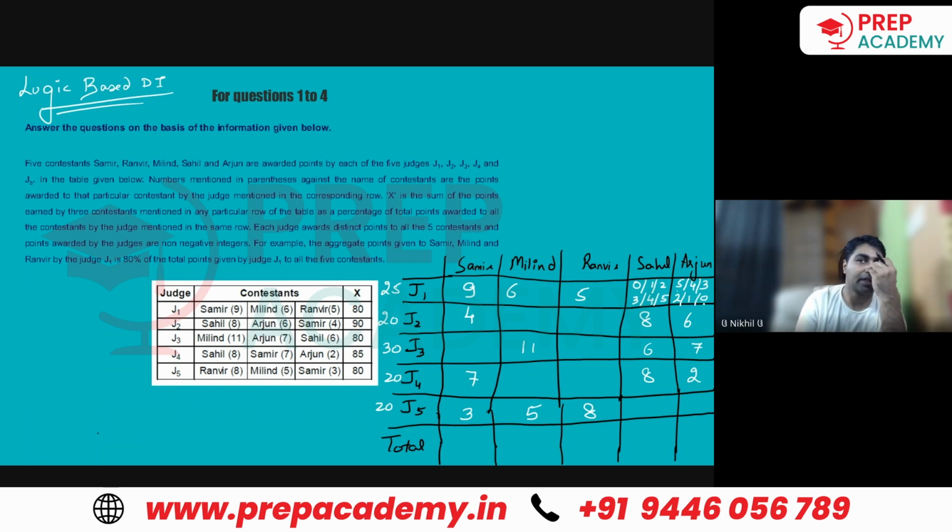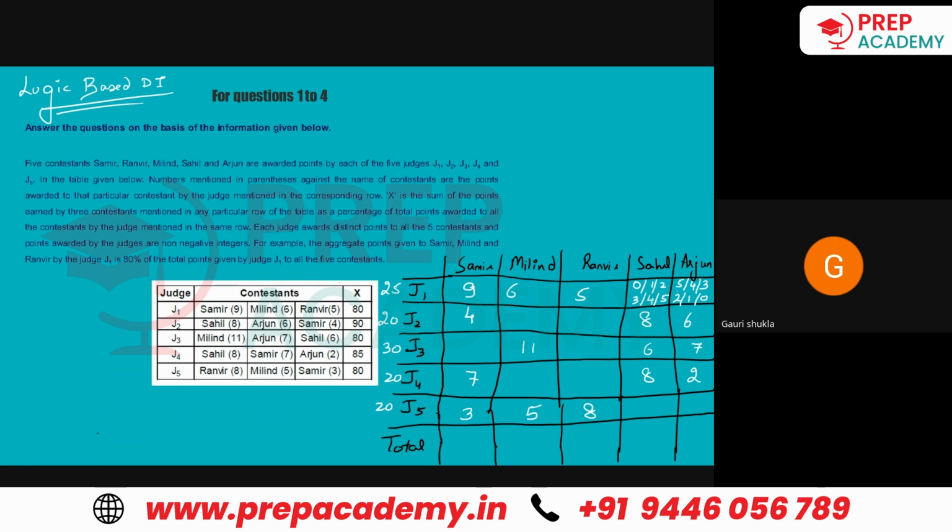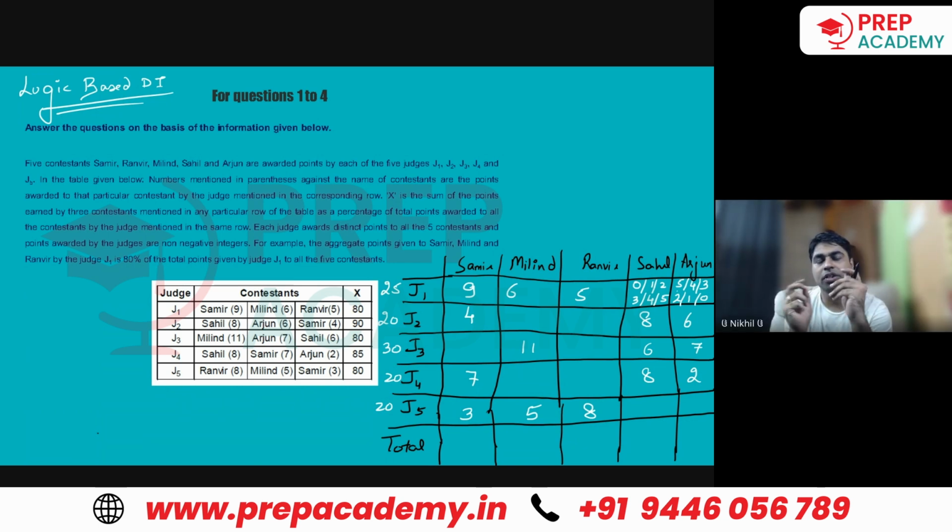Isn't it? Because both of them together have to get 5 points. So what are the ways of distributing the 5 points? This is the only way, right?